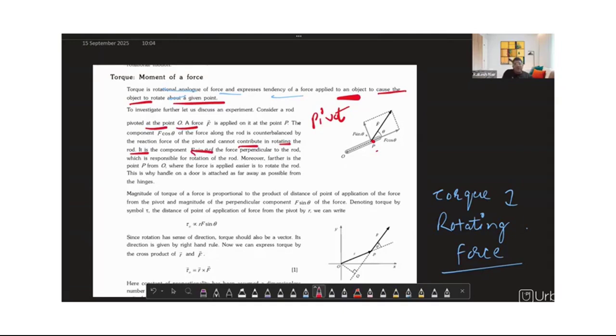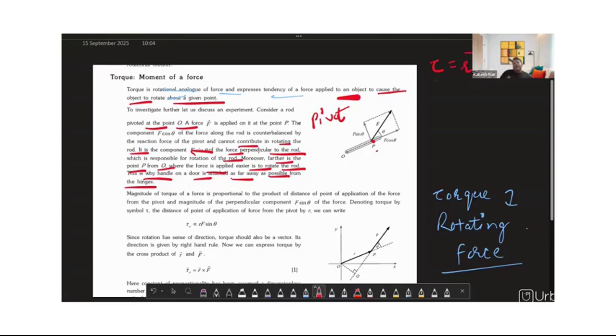Everyone must note down that the component of the force perpendicular to the rod is responsible for its rotation. Moreover, the farther point P is from point O where the force is applied, the easier it is to rotate the rod. This is why the handle on a door is attached as far as possible from the hinges, because the closer it is attached, the larger the force required to cause the rotation, because torque is equal to r cross F.